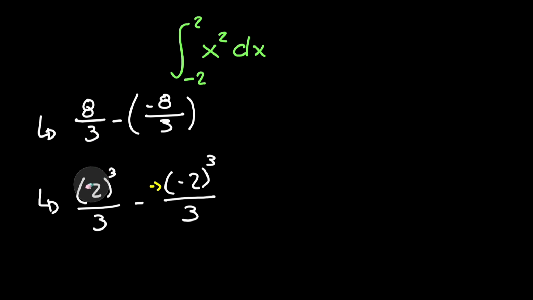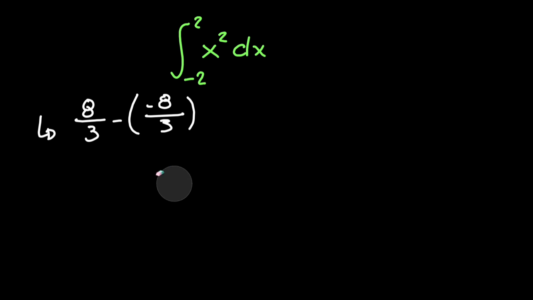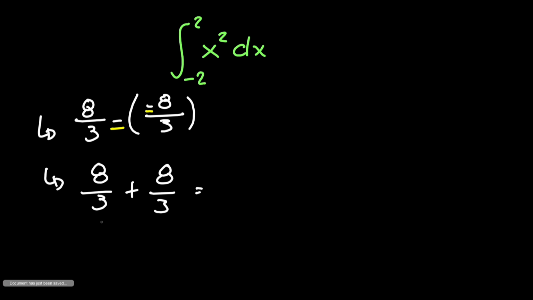So that brings our answer to negative 8 over 3. And so you can see here, negative and negative, you can actually make this positive. So 8 over 3 plus 8 over 3. Since they have common bases of 3, just add the numerators. So your final answer would be equal to 16 over 3.